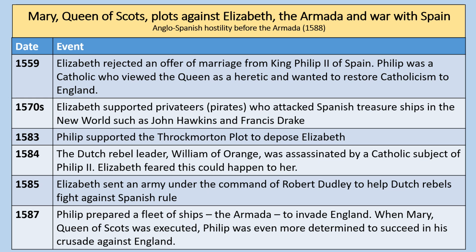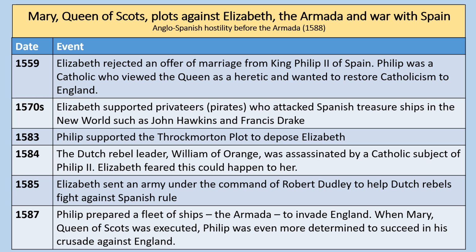Now, in the 1570s, Elizabeth had supported privateers who attacked Spanish treasure ships in the New World, such as John Hawkins and Francis Drake. King Philip II had supported the Throckmorton plot to depose Elizabeth, and then in 1584 the Dutch rebel leader William of Orange was assassinated by a Catholic subject of Philip II, and Elizabeth feared this could happen to her.